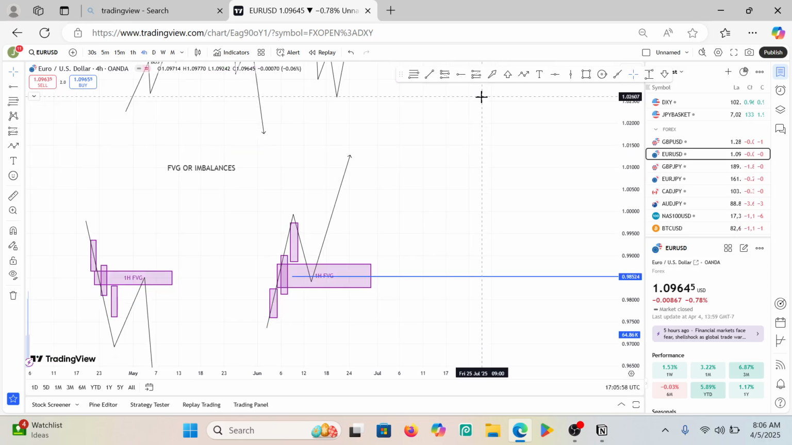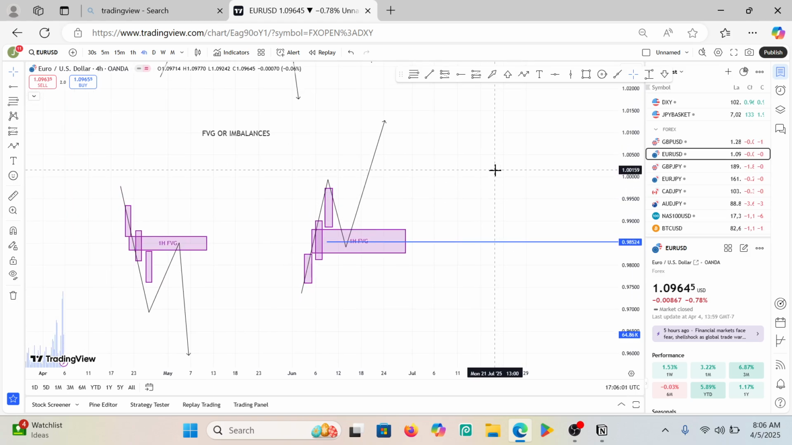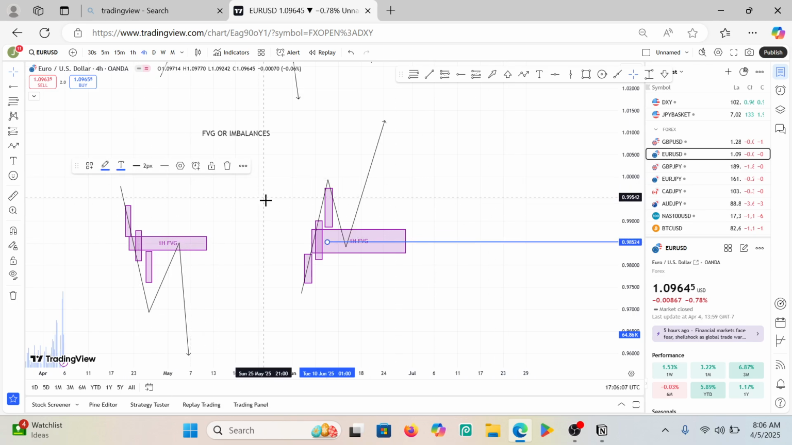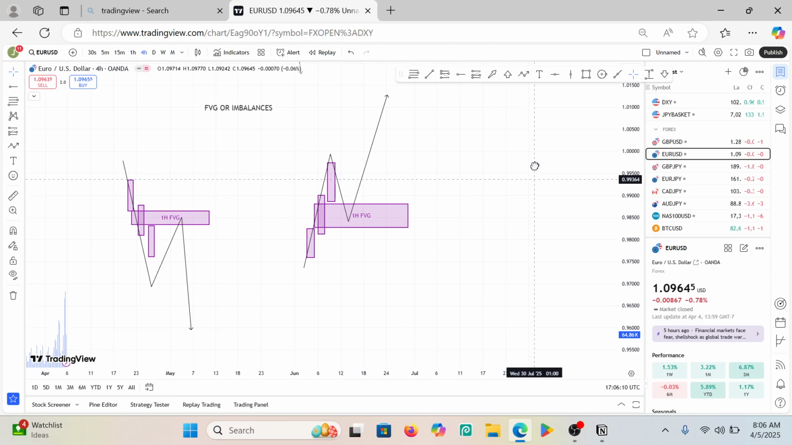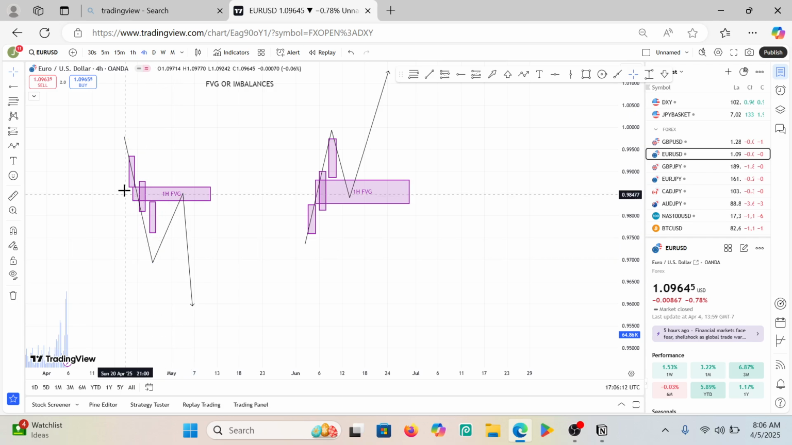The next one is an order block. An order block is the last sell candle. We have a bullish order block and a bearish order block. A bullish order block is the last sell candle before the buying move, the last candle that was selling. And for a bearish order block, you consider the last buy candle.